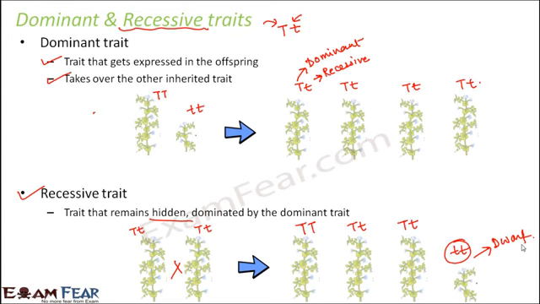So any recessive trait gets expressed only if it is homozygous. Only under a homozygous situation does it get expressed. If it is present in a heterozygous situation, it will never get expressed. It will always get dominated by the dominant trait. So any recessive trait will be expressed only when it is present in a homozygous genotype, that is, only when both the alleles are recessive. Please keep this in your mind because this is very important.